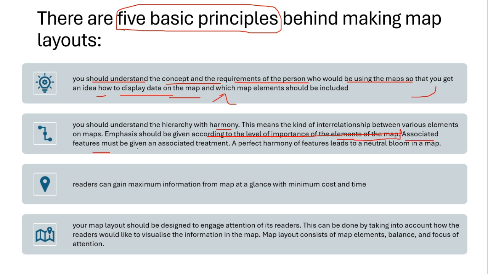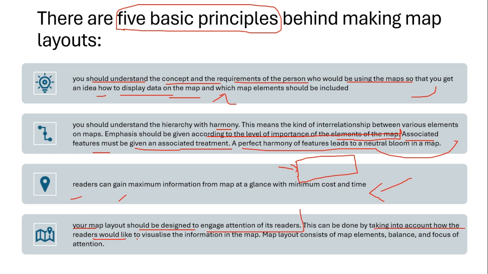Associative features must be given in associative harmony, as harmony of features leads to a neutral balance in a map. And readers can gain maximum information from a map at a glance with minimum cost and time, when a map is prepared properly while keeping the different points in mind. So your map layout should be designed to engage the attention of its reader. This can be done by taking into account how the readers would like to visualize the information in the map. Map layout consists of map elements, balance and focus of attention.